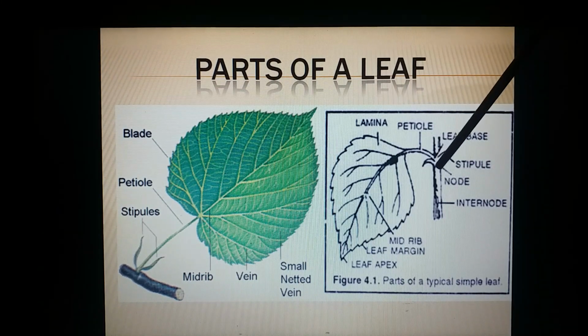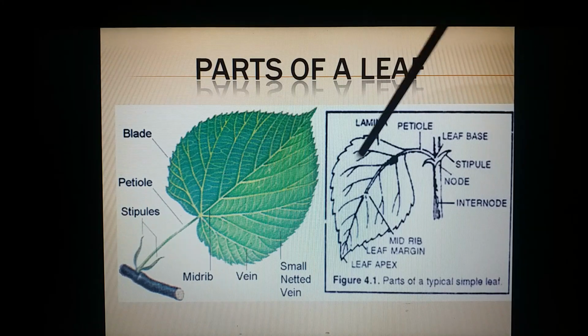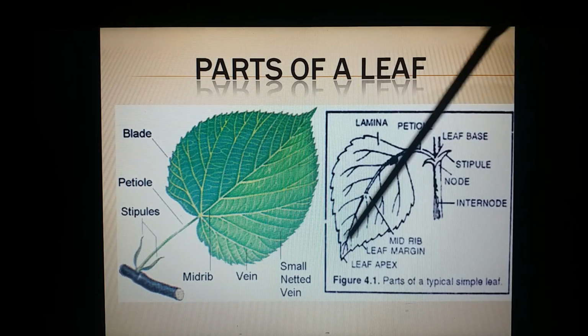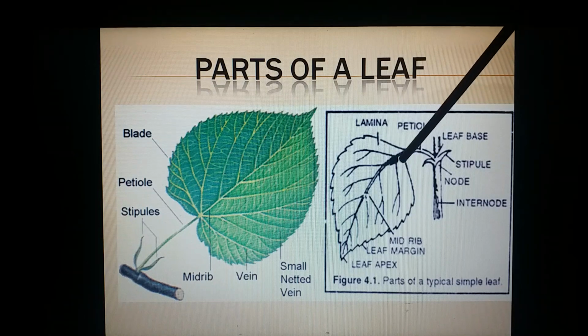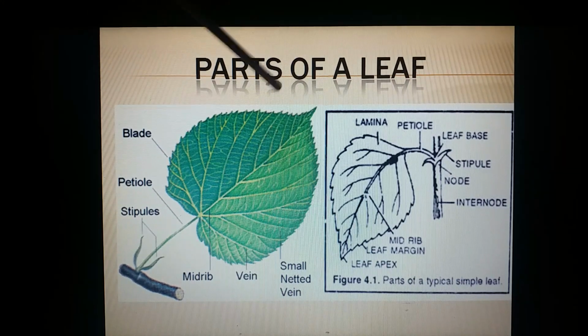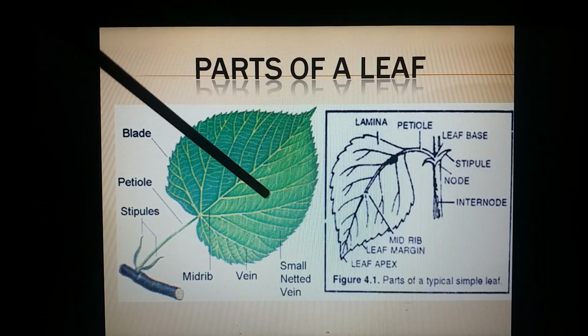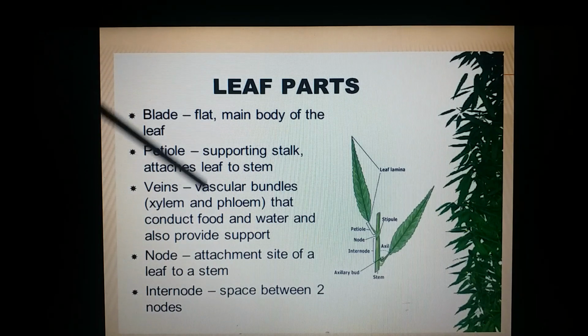I repeat, the leaf base, the stipules, the petiole, and the leaf lamina. The leaf lamina comprises the leaf margin, leaf apex, then the venation comprising a midrib, lateral veins, and veinlets. These are all the parts of a typical leaf. Once again, here also you are watching the various parts of a leaf.